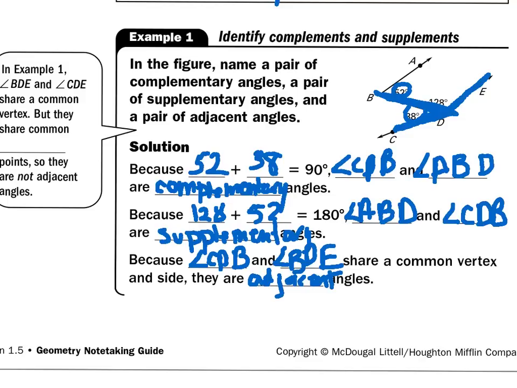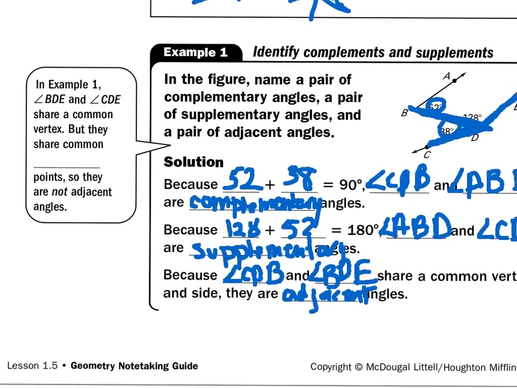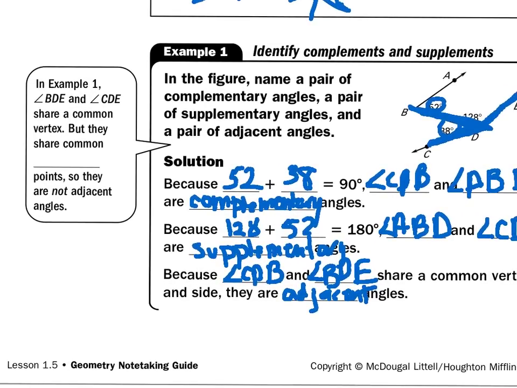Let's look at this little box over here. In example 1, BDE, let me erase it so we can see. Yeah. BDE and CDE share a common vertex, but they share common interior points, so they are not adjacent angles. So they overlap some, so they can't be adjacent. Okay, next.